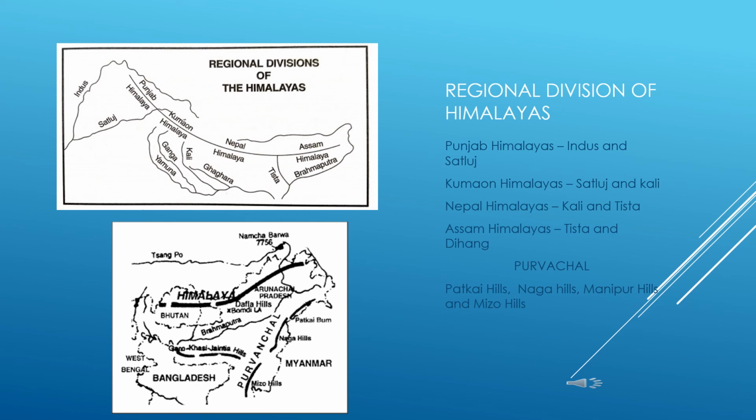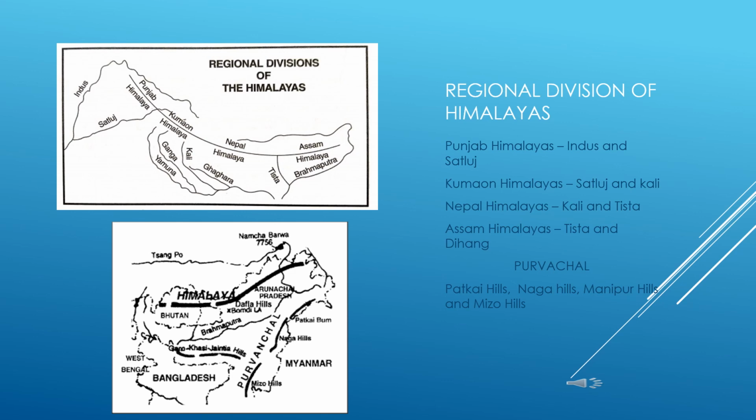And you can see the Kali and the Tista rivers demarcate the Nepal Himalaya, and the part lying between the Tista and the Dihang river is known as the Assam Himalayas. So there are regional names also in these broad categories. The Brahmaputra marks the easternmost boundary of the Himalayas.